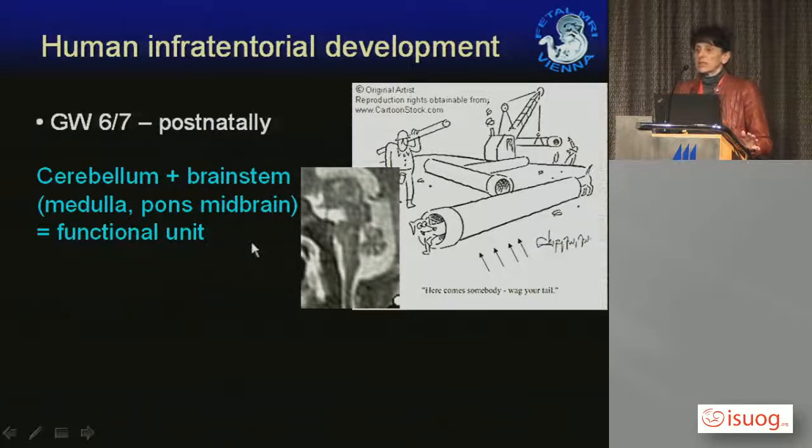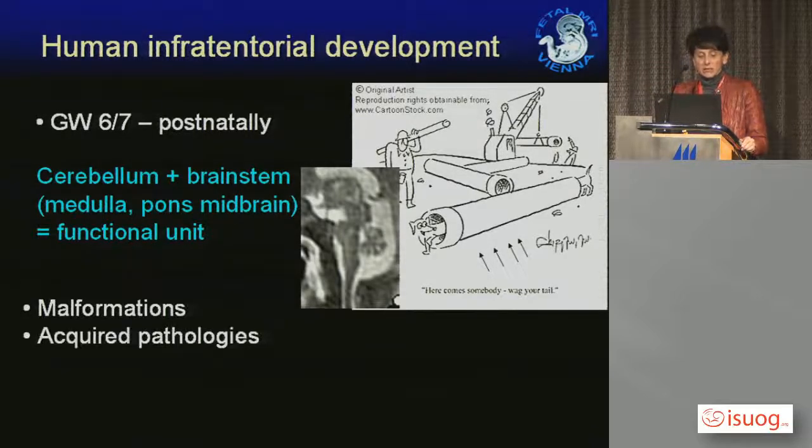Well, now we heard a lot about the cerebellum. However, the cerebellum and the brainstem is a functional unit. And so I think, from the point of view of the MRI, we also have to look at the brainstem. What are we dealing with? We are dealing with malformations, acquired pathology, and so-called disruptive development.